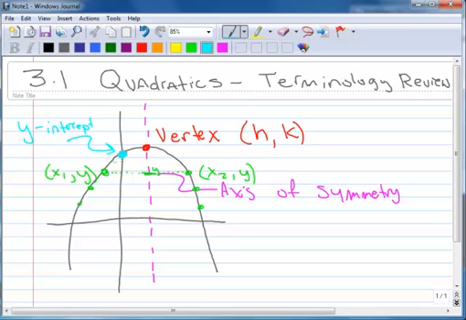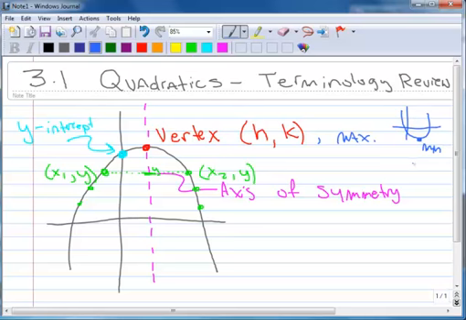We also want to note if the vertex is a maximum or a minimum. This vertex is at the top, it's the uppermost point, so in this case it's a maximum. If I had a quadratic that opened the other way, and its vertex was right here, that would be a minimum point. I asked you to do that, so go ahead and sketch that on your paper.